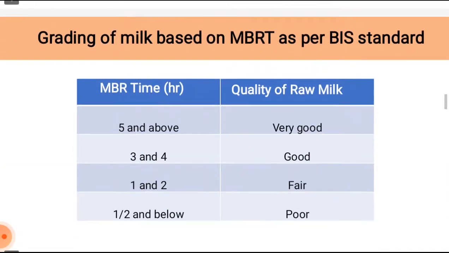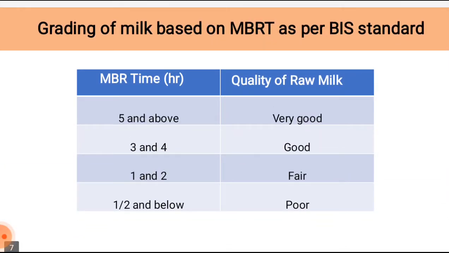Then the grading of milk based on MBRT as per the BIS standards. So ideally, if you get the discoloration in less than 5 hours, it means the quality of raw milk is very good.